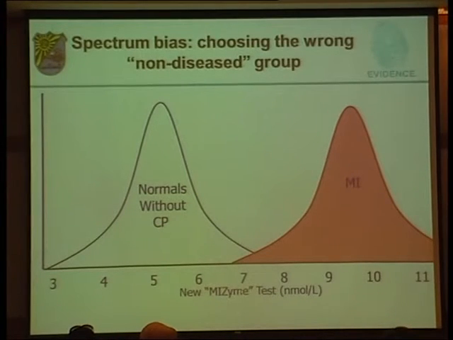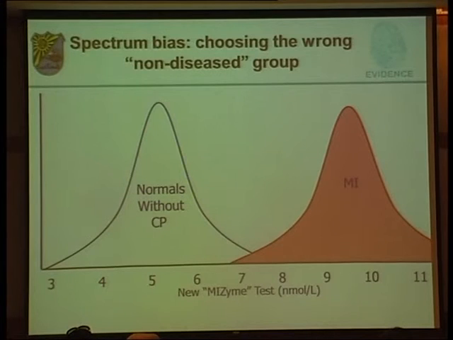Here's an example. Here's some new test for MI. Okay, and it's a continuous test. And what they're going to do is to take people who have been diagnosed with MI, and then normal controls without chest pain. Okay? And look at that. You say, I'm going to put a cut point here, which means above this line, I'm going to say the test is positive. Below this line, I'm going to say it's negative. Now you tell me, can you see from this, what is the sensitivity of this test? How would you calculate or estimate the sensitivity of that test?